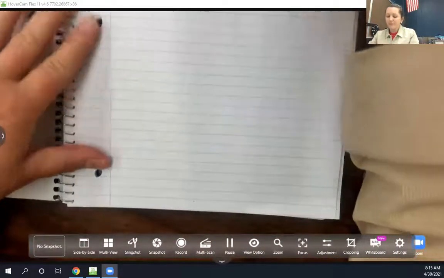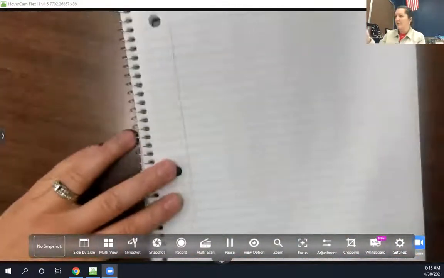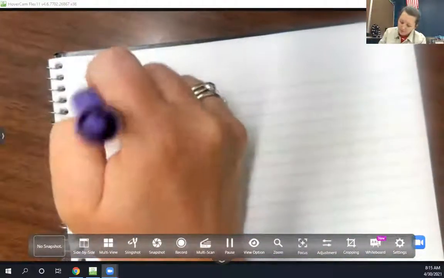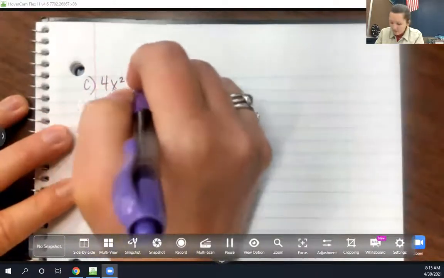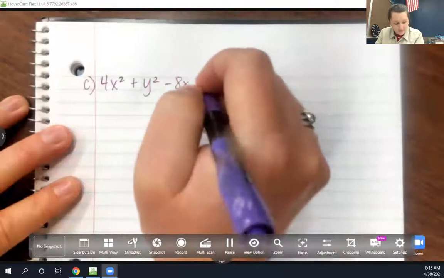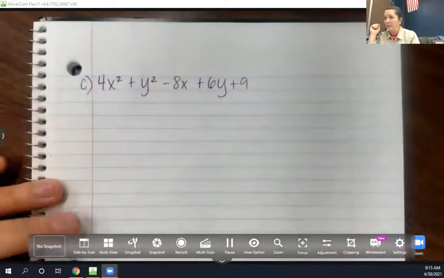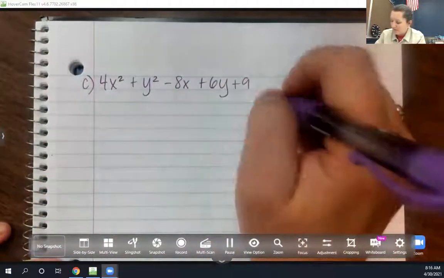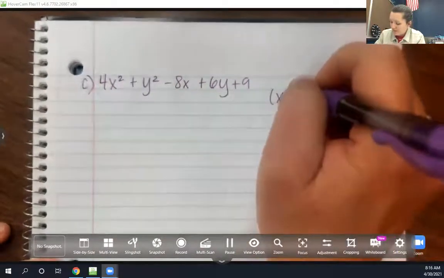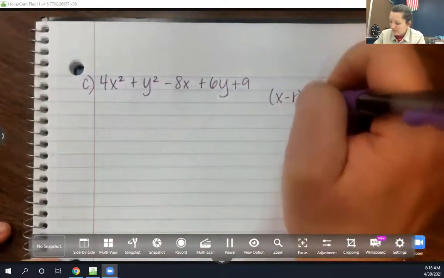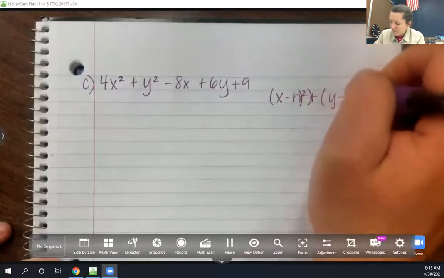We're still writing the standard form of the equation, but I do want to emphasize that we'll be using our completing the square knowledge from last time. So here's letter C. We have 4x squared plus y squared minus 8x plus 6y plus 9. So thinking back to the standard form of our ellipse, I want to show you again what that looks like. It was x minus h squared plus y minus k squared.